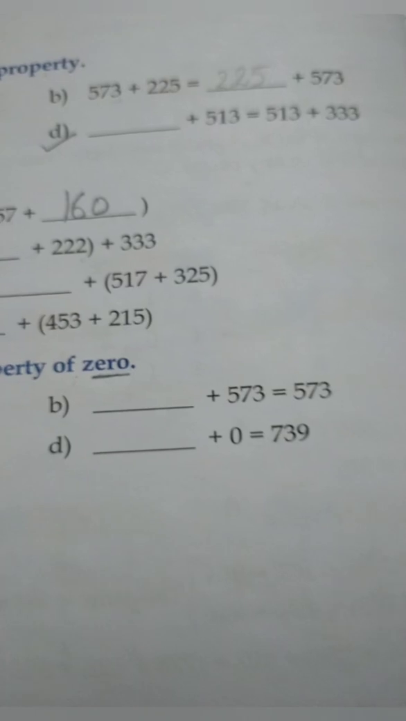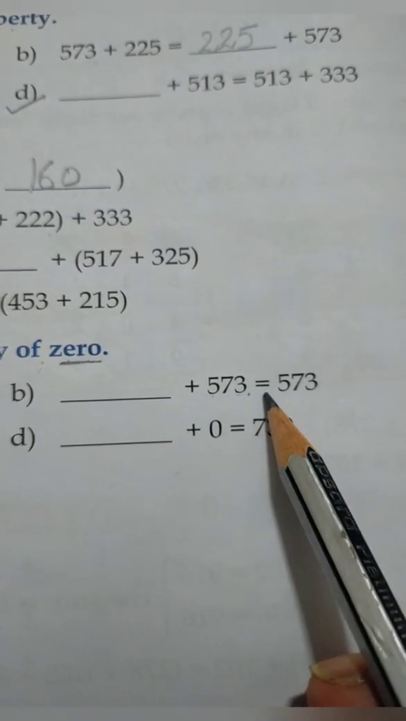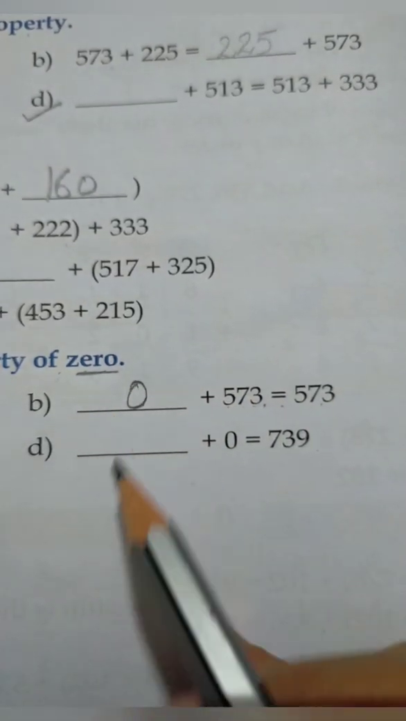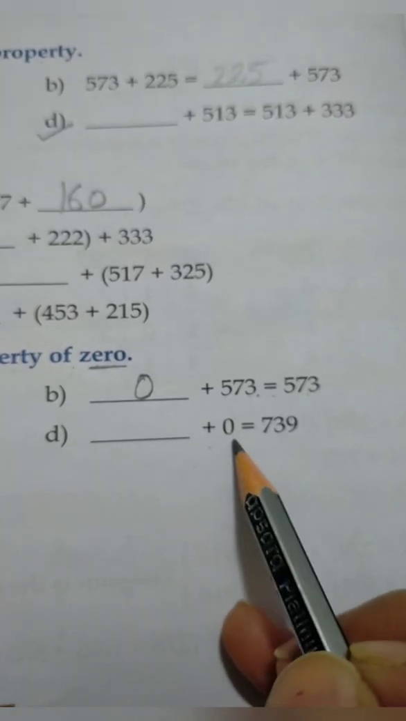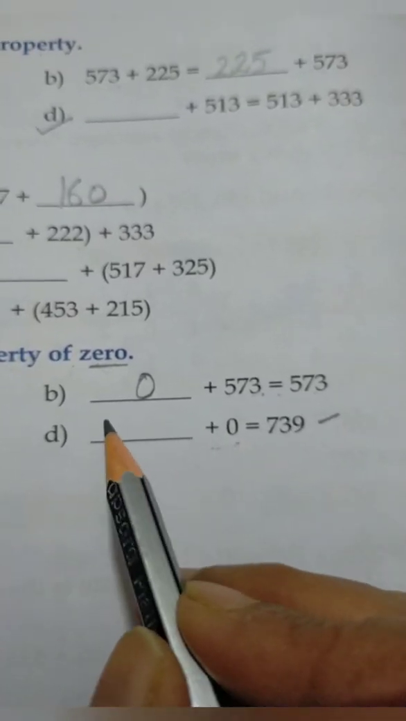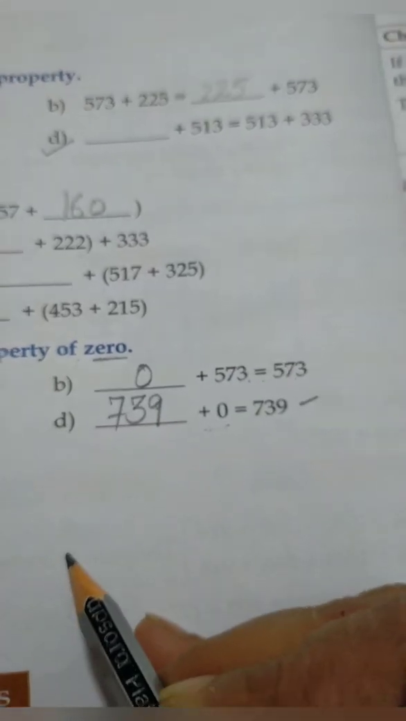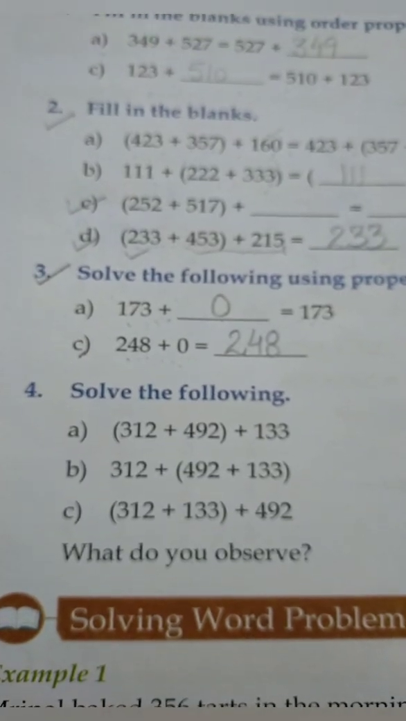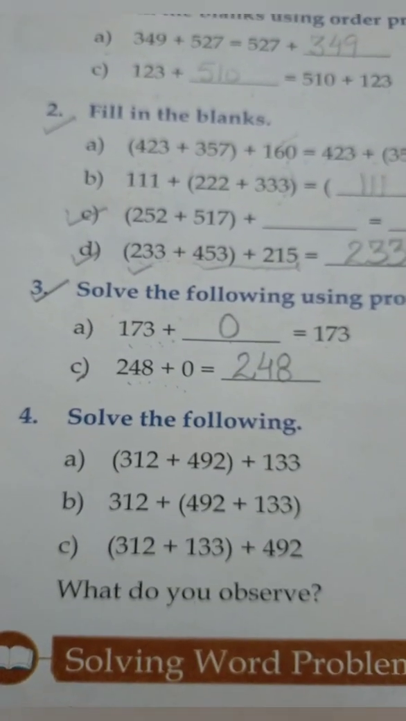Now in the B part, dash plus 573 is equal to 573. So what has been added? 0 is added. And here what is added to 0 so that the sum is 739? It is 739. Yes. Now let's move to the fourth sum. Here it says solve the following.